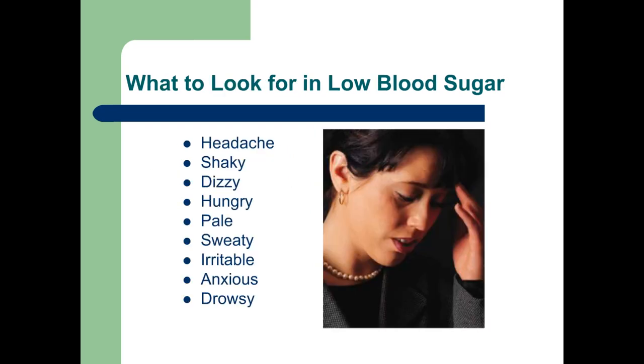At first, a student with low blood sugar may tell you that they have a headache, feel shaky or dizzy, or are hungry. They may tell you that their heart is pounding, their eyesight is blurry, or they have numbness around their lips. You may see that their skin color is pale. They may look like they're sweating. Their personality may seem changed, and they may appear irritable, anxious, or drowsy.